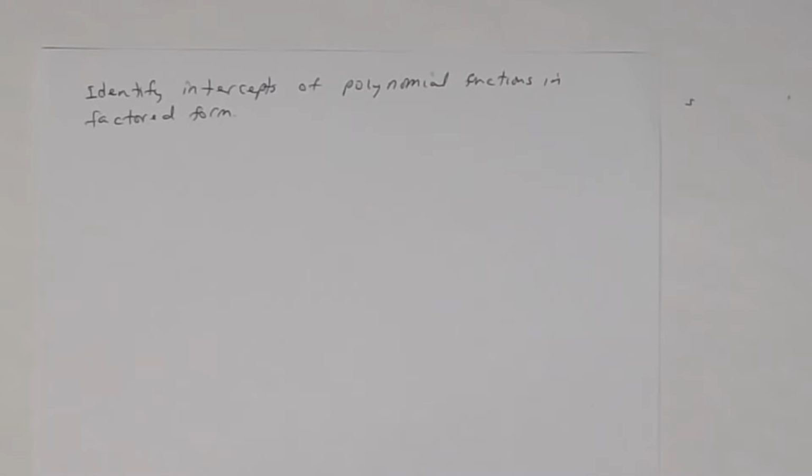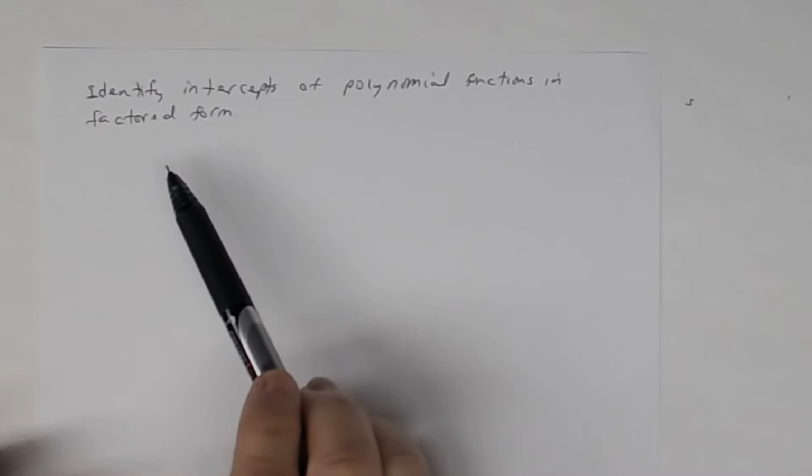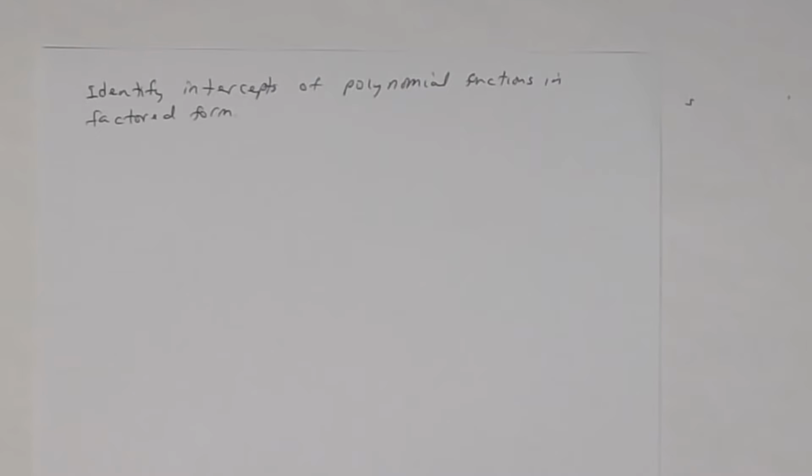In this lesson, we're going to identify intercepts of polynomial functions in factored form. So you'll be given some functions that are already factored, and you're going to be asked to find the intercepts, both the x and the y-intercept. Let me just remind you real quickly what we mean by intercepts.